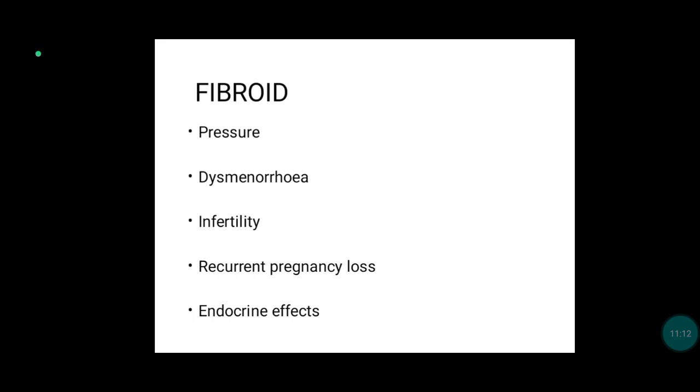Infertility and recurrent pregnancy loss are most commonly seen with submucosal fibroids. If a woman has a fibroid during pregnancy, it can cause preterm labor, intrauterine growth restriction, abruption, malpresentation, and postpartum hemorrhage. The endocrine effects of fibroid will be polycythemia, hypercalcemia, and hyperprolactinemia.